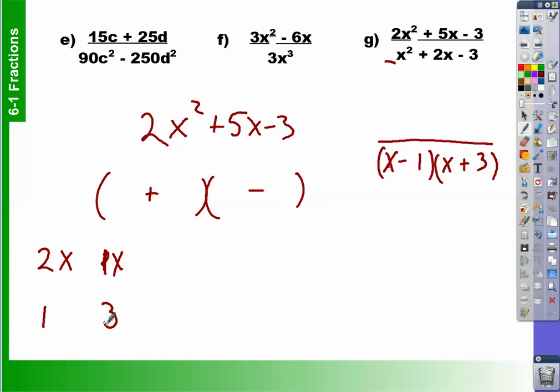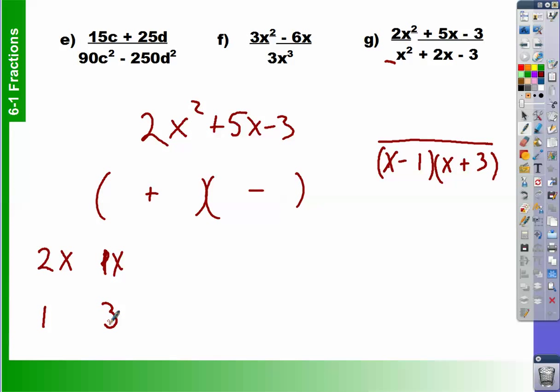So here's the thing. We need to have a middle term of 5. If I do 2 times 1, I get 2. 1 times 3, I get 3. But am I going to add those products or subtract them? Those are going to be subtracted, because one of these has to be negative. So 3 minus 2 is going to be 1. That doesn't work. So let's try this. What about 2 times 3? 6. 1 times 1? 1. 6 minus 1 is 5.